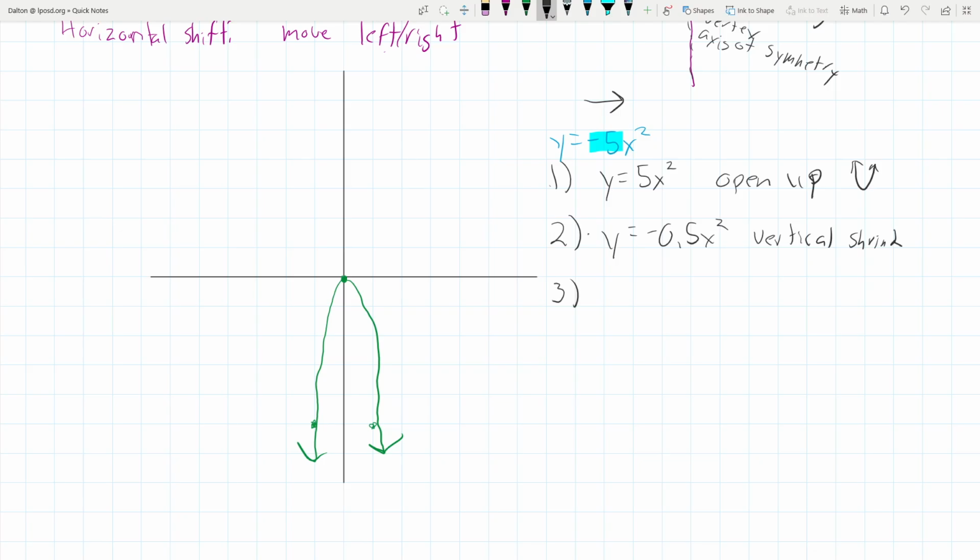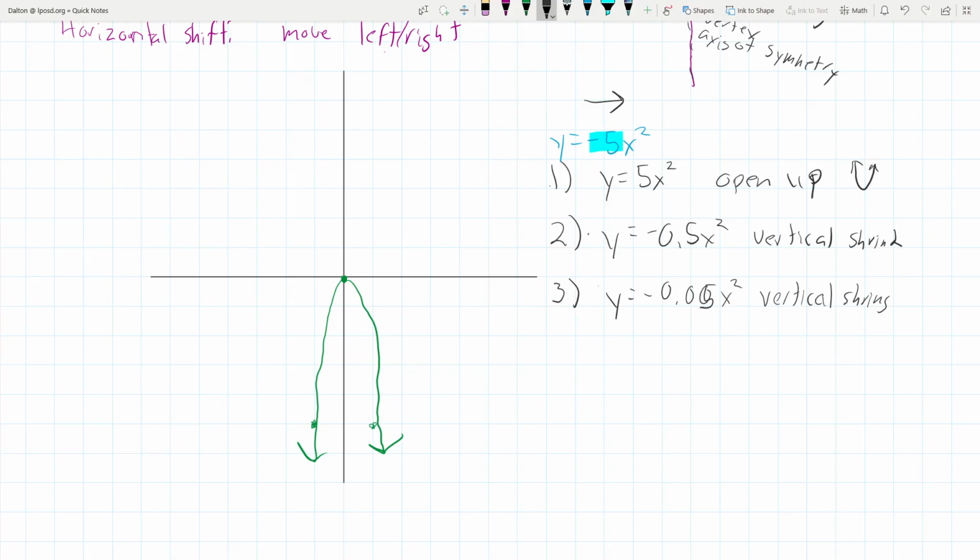And then for number 3, I have the same thing. I have y equals negative 0.5x squared. And this is also a vertical shrink. I'm like, all right, I think I got that. And so we go to the next one.